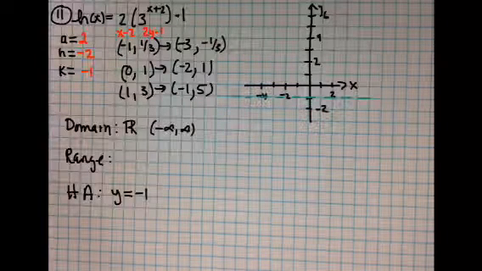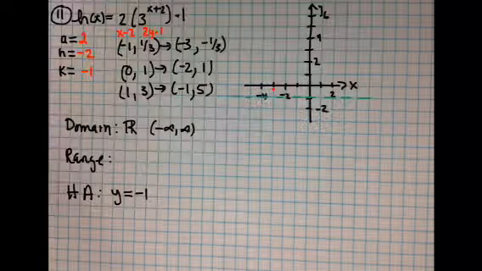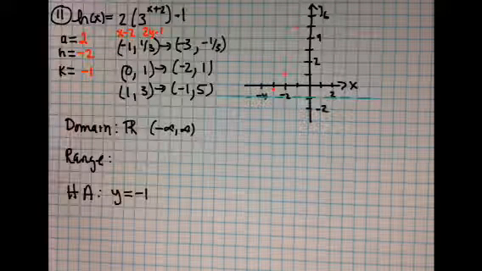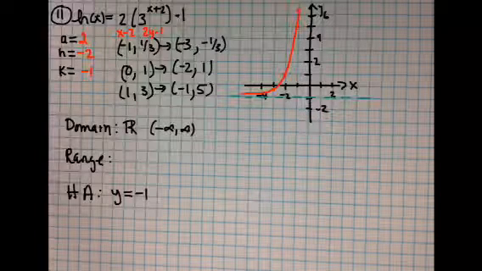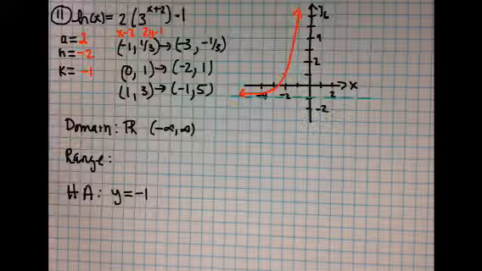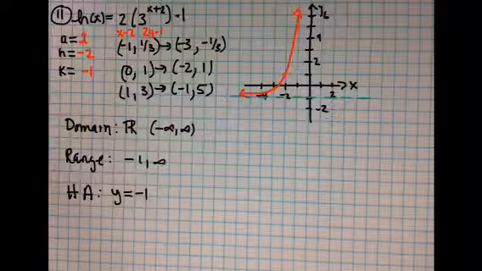Now I'm going to plot the points. Negative 3, negative 1/3. It's about right here. Negative 2, 1. Negative 1, 5. So it's about here. And so it's going to go just something like that. Okay? And the range, oops, I almost forgot the range. Again, it depends on k, and it's above the k value, negative 1, so you're going to say from negative 1 to infinity.